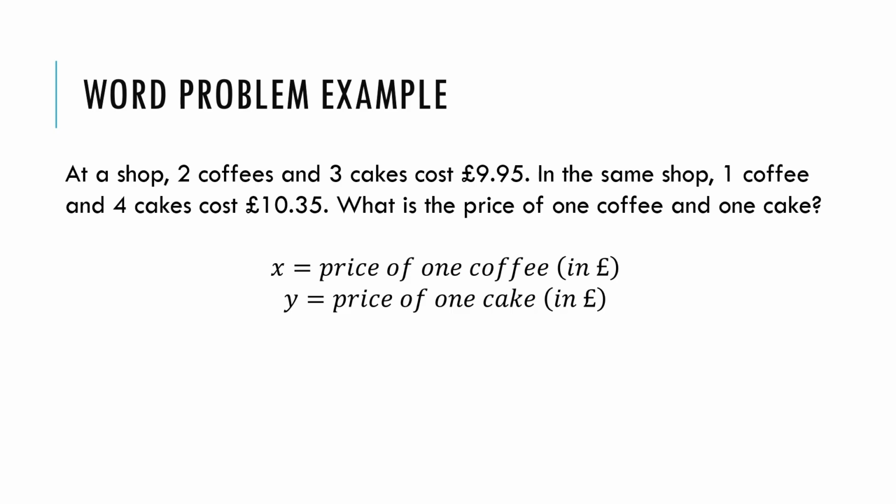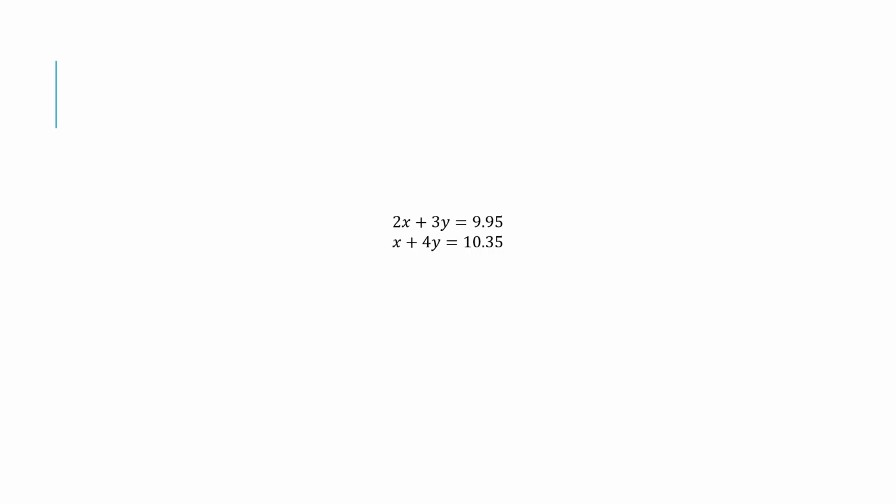2x plus 3y equals 9.95. X plus 4y equals 10.35. Notice, the numbers in front of x and y don't match up. We can't just add or subtract the equations to make x or y disappear. Step 1. Let's make the multipliers match by multiplying each or any equation so that either x or y will cancel out when we add them together.